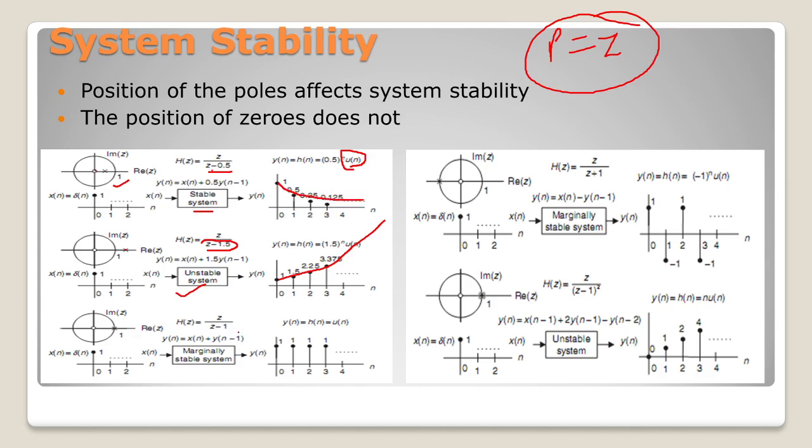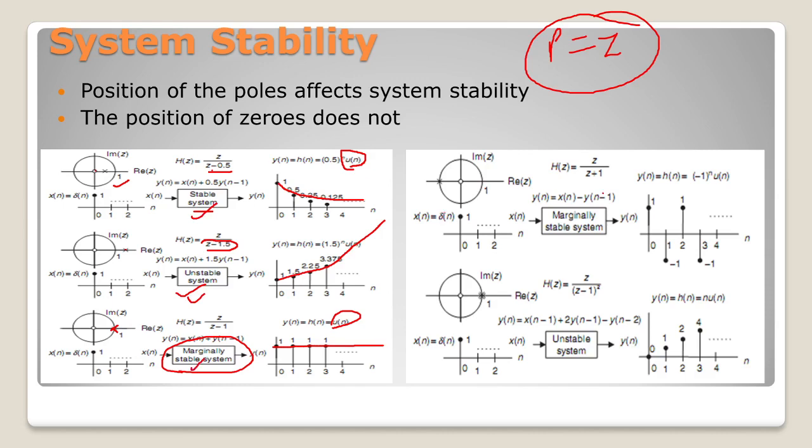In the third system, h of n is equal to u of n, that is, the unit step signal. Taking the z transform, we get z divided by z minus 1. So the pole is at 1, and the system is called a marginally stable system. So these are the three systems: stable, unstable, and marginally stable.